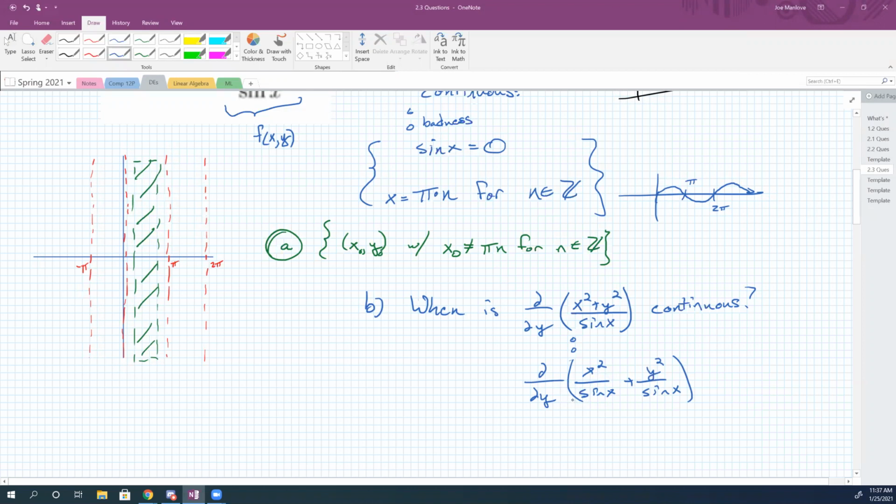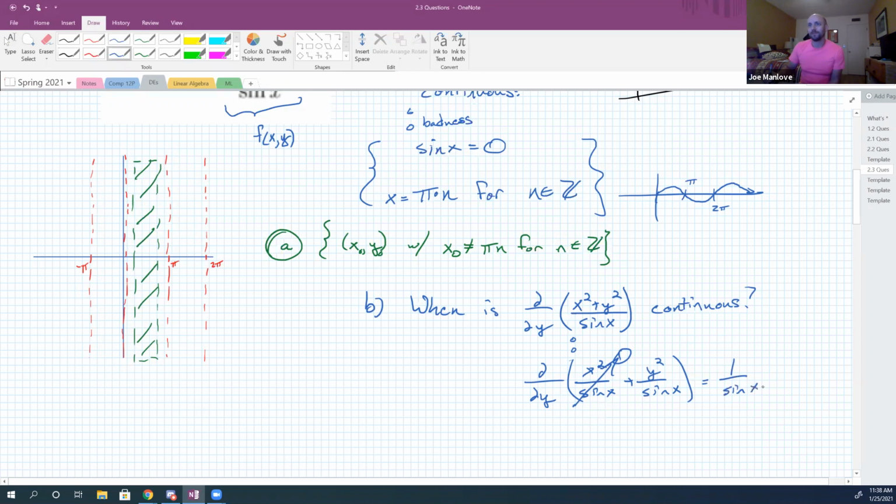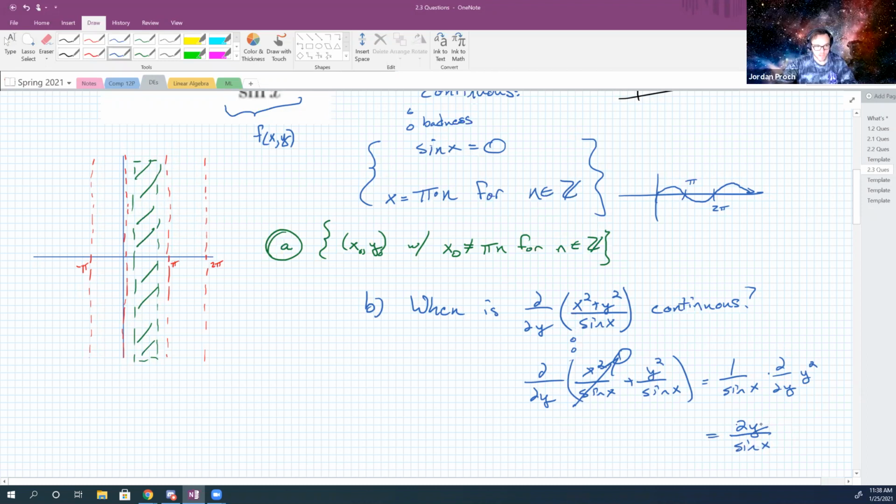Cool. All right, so then the derivative of x squared over sine x with respect to y, that part's going to zero out, right? And then the other part's going to be 1 over sine x times the partial with respect to y of y squared. So what am I going to get? 2y over sine x. Good. Cool. Where is that continuous? Same places.